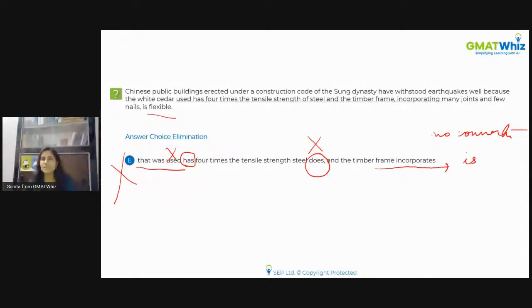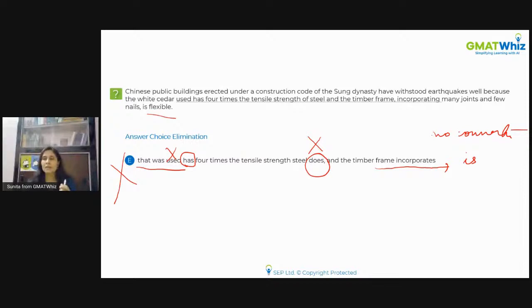Cedar is a common noun and steel is the noun here. Okay. It has the strength, tensile strength. So tensile strength here is basically the noun. Tensile strength is a noun. Cedar is a noun. Okay. Strength is an abstract noun, but that's still okay.